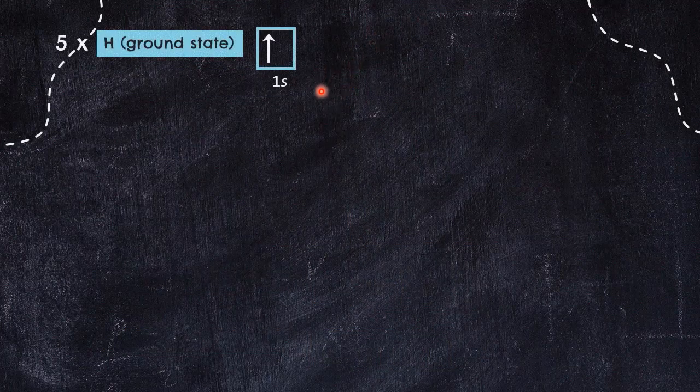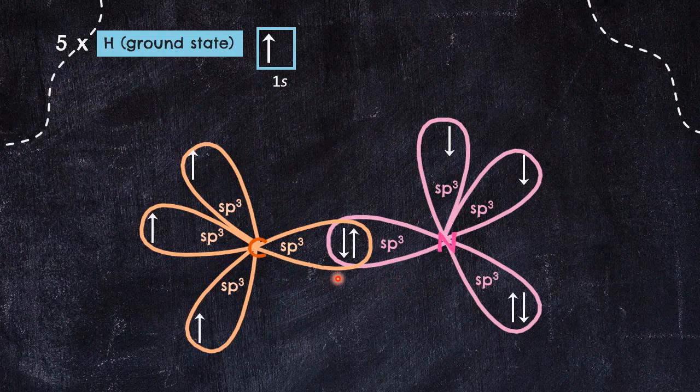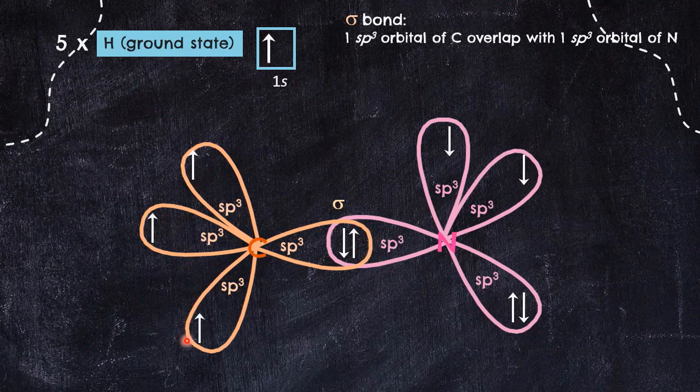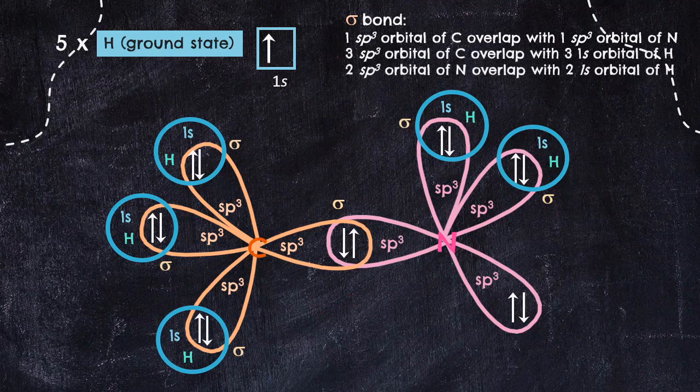The 5 hydrogen atoms will contribute 1 unpaired electron each from the 1s orbital to form a total of 5 sigma bonds with carbon and nitrogen. So the overlapping of orbitals will start from the 1 sp3 orbital of carbon overlapping with 1 sp3 orbital of nitrogen to form a sigma bond. There are still 3 unpaired electrons on 3 sp3 orbitals of carbon and 2 unpaired electrons on 2 sp3 orbitals of nitrogen. Note that one of the sp3 orbitals of nitrogen is filled with a lone pair. So all these 5 unpaired electrons on carbon and nitrogen will overlap end to end with the 5 1s orbitals of H, therefore forming 5 sigma bonds altogether.